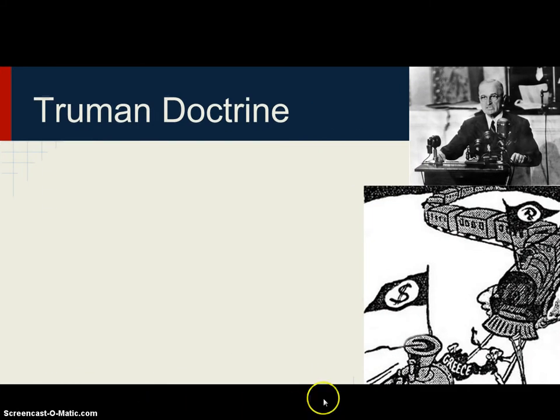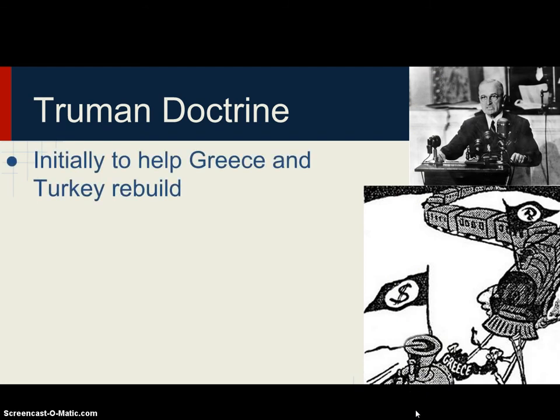All right, so the first foreign policy we're going to look at is the Truman Doctrine. This is President Harry Truman here. This is immediately after World War II. So he creates his program. The initial stage was to help Greece and Turkey rebuild because communism was trying to spread there, hence the cartoon here. But the U.S. is trying to prop them up, make them strong so that they can resist communism.